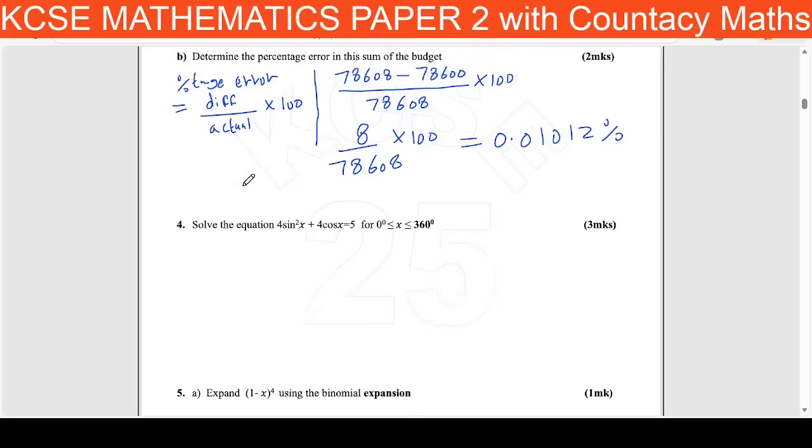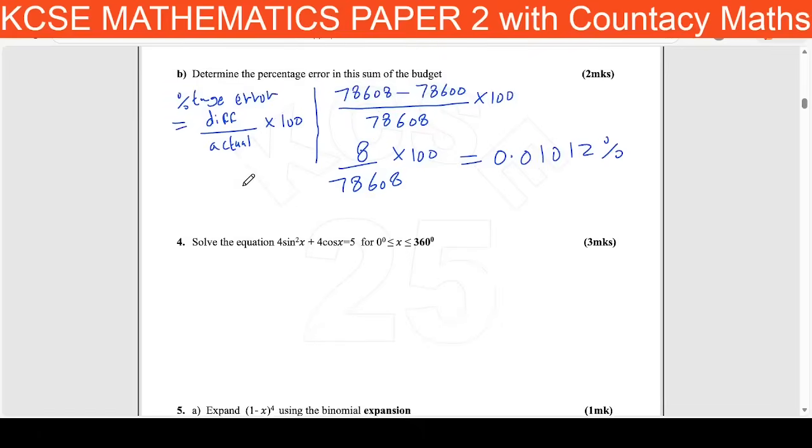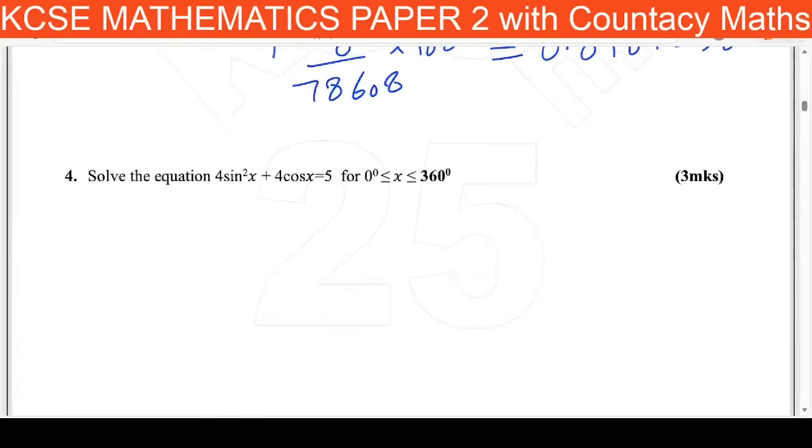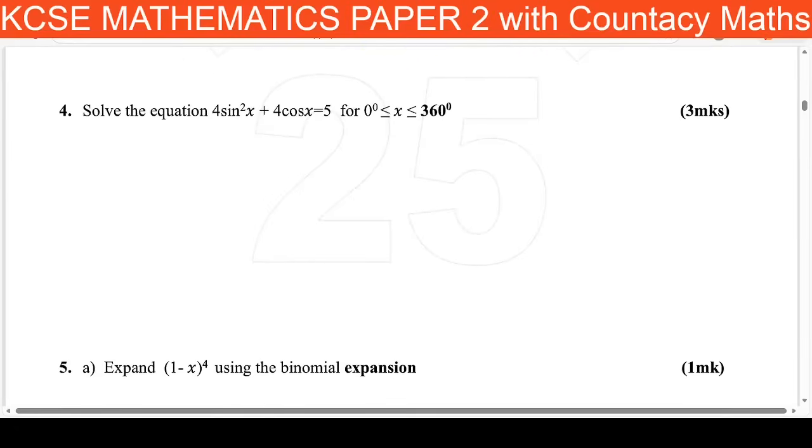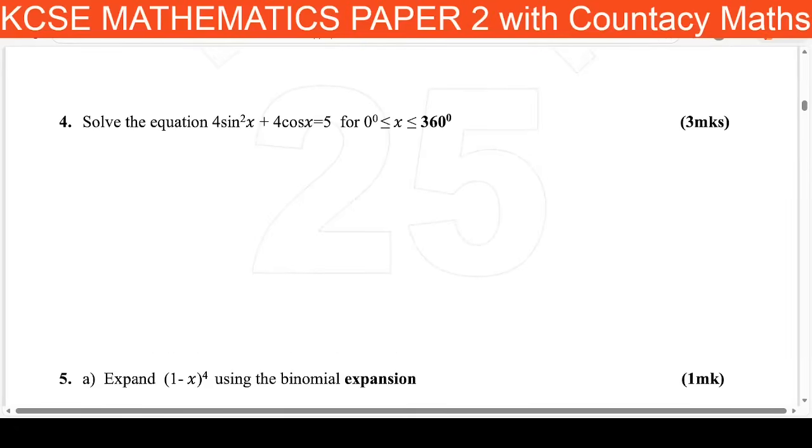So let's get to our question 4, a very interesting and wonderful question for our practice, and also a question that really appears a lot in KCSE paper 2. Therefore, it's important that we walk through it here together and do so very keenly. So we have 4 sine x squared plus 4 cos x is equal to 5. And then we are told to solve that equation for x greater or equal to 0, but less or equal to 360 degrees. Let's go ahead and try to solve this.